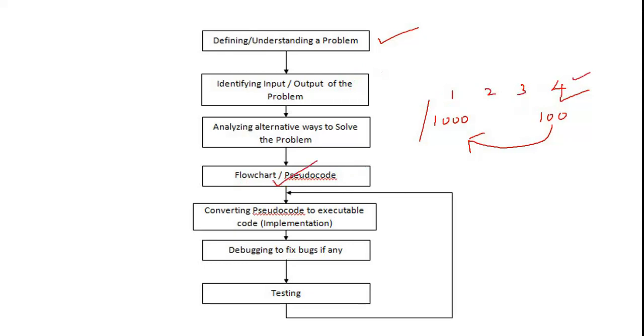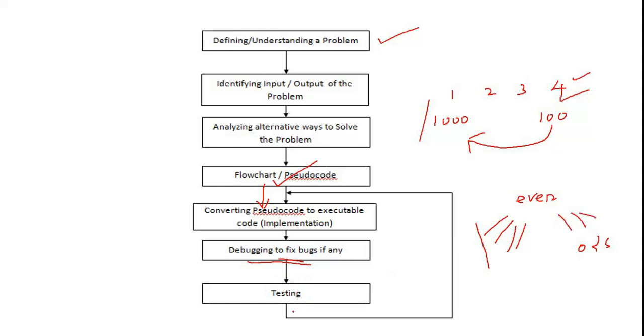I develop a pseudocode or flowchart. Then I translate the pseudocode into an executable program, the source code. I run it using a compiler or interpreter, running and debugging the code. The code may be ready, but I have to test it. For example, if it is a program to check whether a number is even or odd, I need to give different even numbers and check whether it is working, and then give odd numbers and check whether it is working.